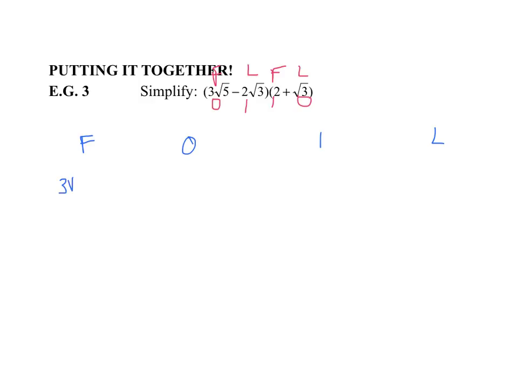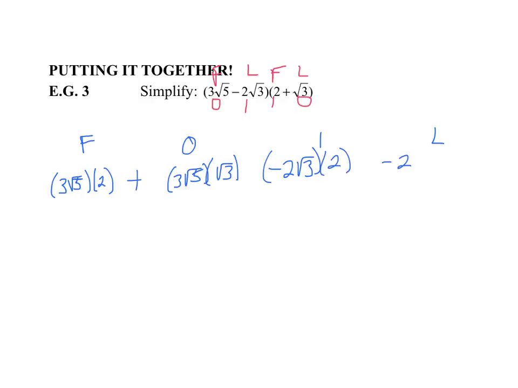You have 3 square root of 5 times 2. And then you have, for your outsides, 3 square root of 5 times square root of 3. And both are positive, so you'll get a positive there after you multiply. Inner, got a negative 2 radical 3 times 2. And then your last times last is the negative 2 radical 3 times radical 3. Okay, so I'm just indicating there what values are multiplying together. Now the actual multiplying I'll do in the next step.